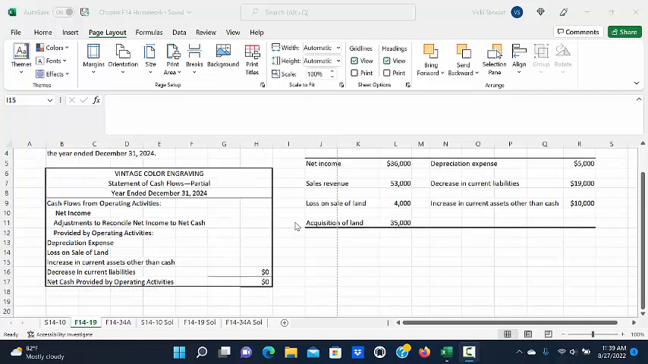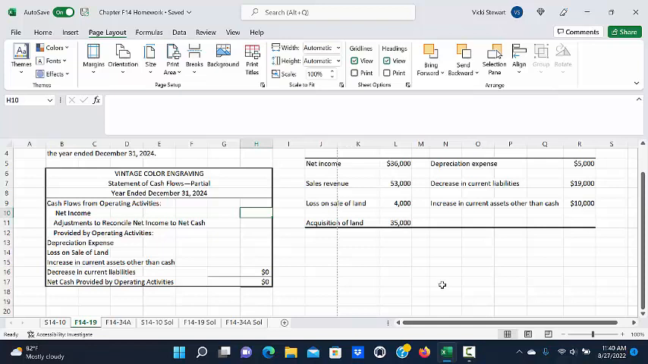2024. So if you remember from your textbook, when we use the indirect method, we always start out with our net income. So to compute the net cash provided by operating activities for Vintage Color Engraving, we're going to start out with the $36,000 of net income. Within net income can be non-cash expenses. So we look through our list to see whether or not we have any non-cash expenses.